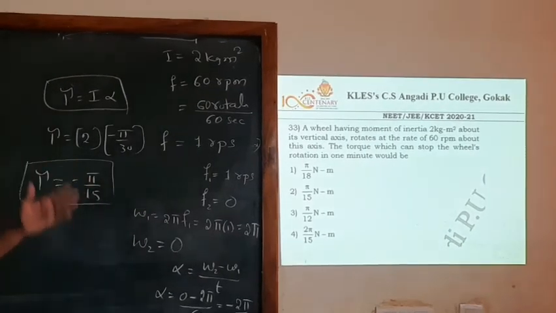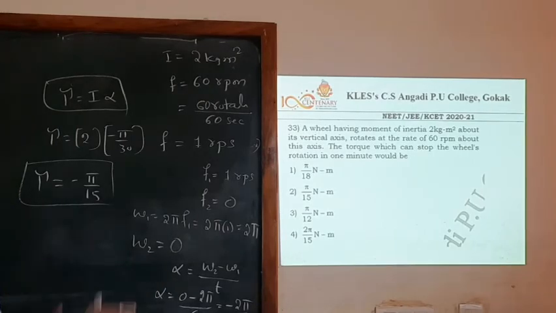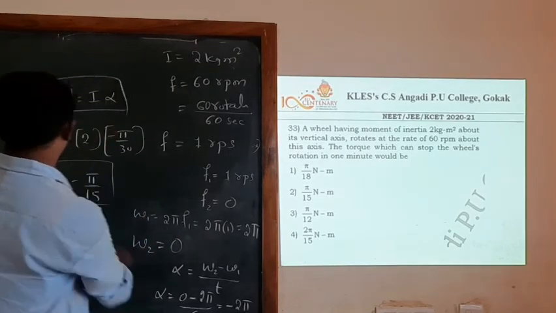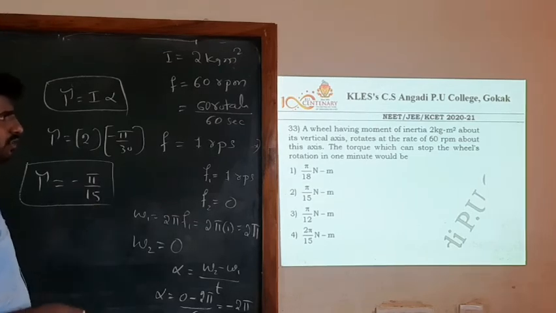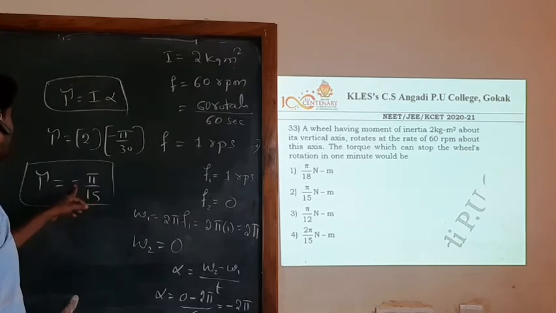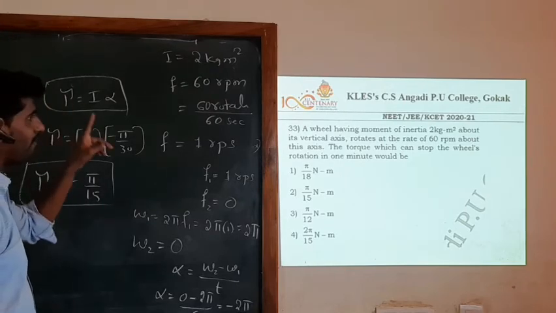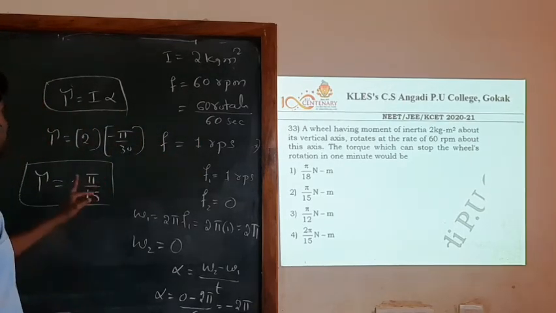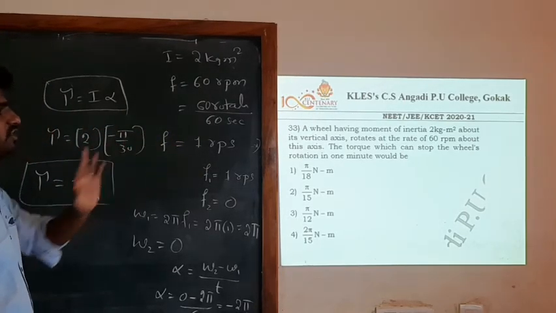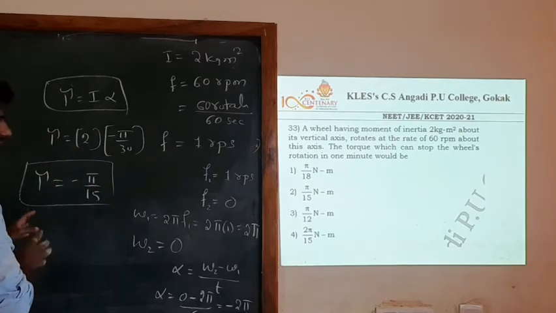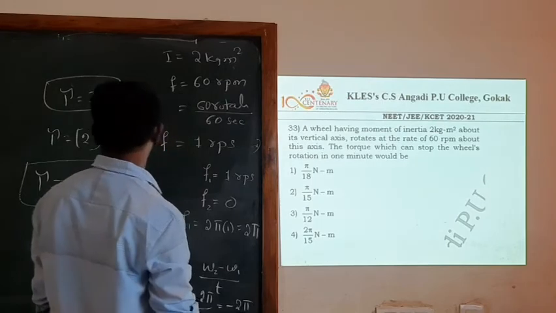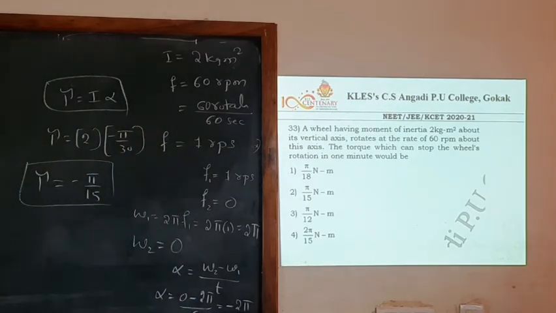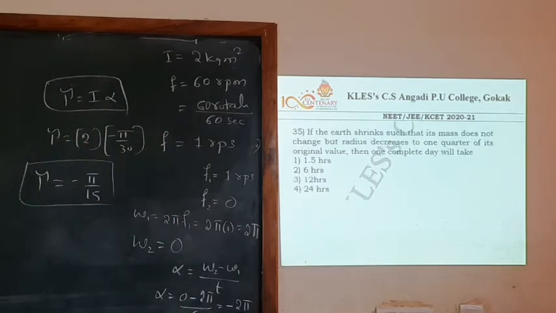And in our options there is no negative term, so they are asking the magnitude of torque. So why have we got the negative sign here? Because it is a retarding torque, so it is an opposing torque. This torque is stopping the motion, so it is opposite to the rotational motion. That's why the negative sign. We neglect that sign and go for the magnitude, that is pi by 15. Option number 2, pi by 15 Newton meter.